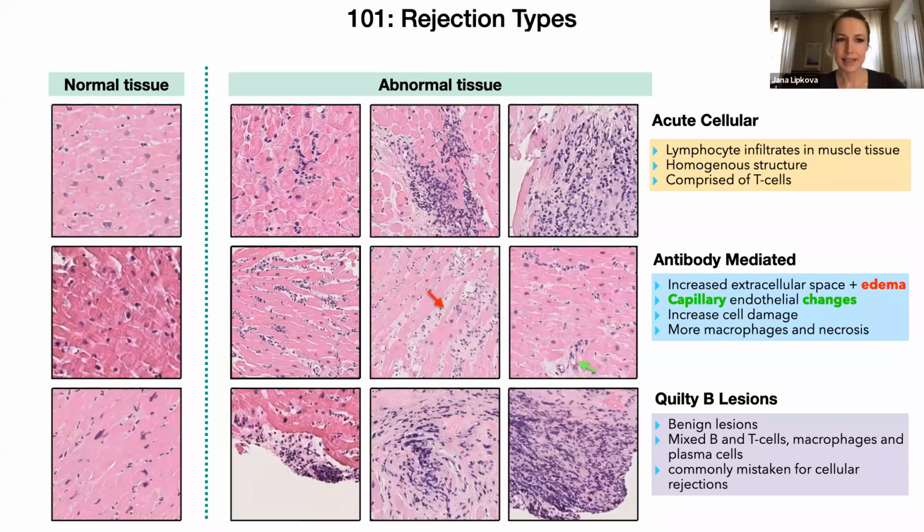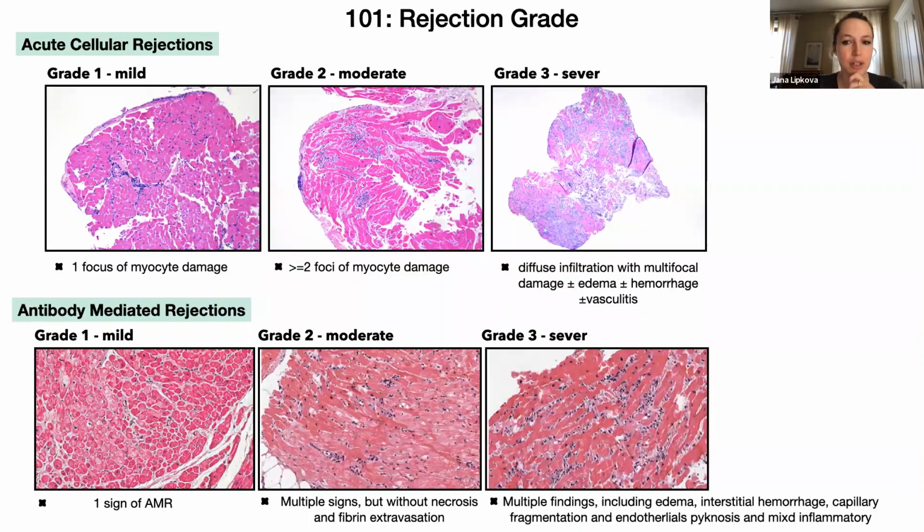It's still an abnormal finding, but it doesn't lead to changes in treatment or patient management. But they look like a rejection, which is going to be important. In terms of grading, the rejection grade is characterized by the extent of myocardial injury, and it ranges from 1, which would be mild rejection, to 3, which is severe rejection.